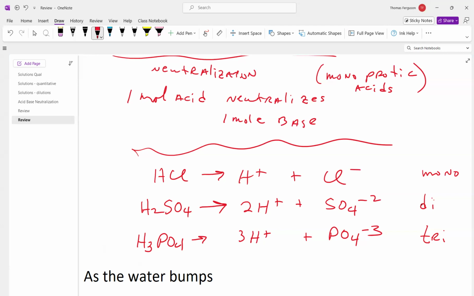And you have to just remember that for every H that comes off, you have to match it up with an OH. So if 2 come off, you have to have 2 OHs to match them up, because then they form water each time. So the acid is the H plus, and the base is the OH minus. Exactly.